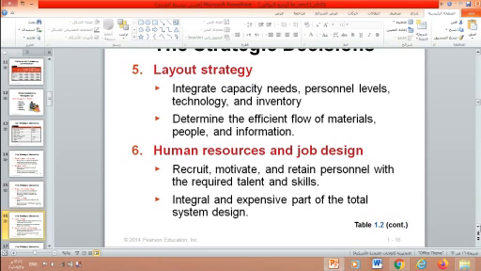Okay, and the sixth strategic decision is the human resources and job design. It is responsible for recruiting, hiring, firing, motivating, and training the employees.